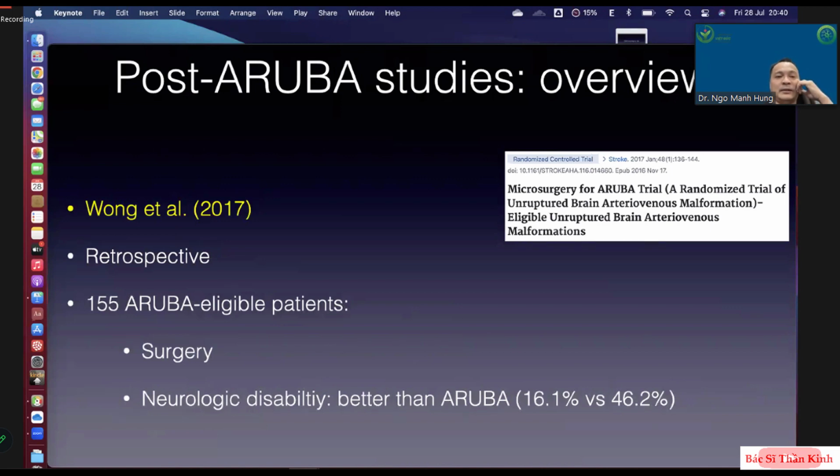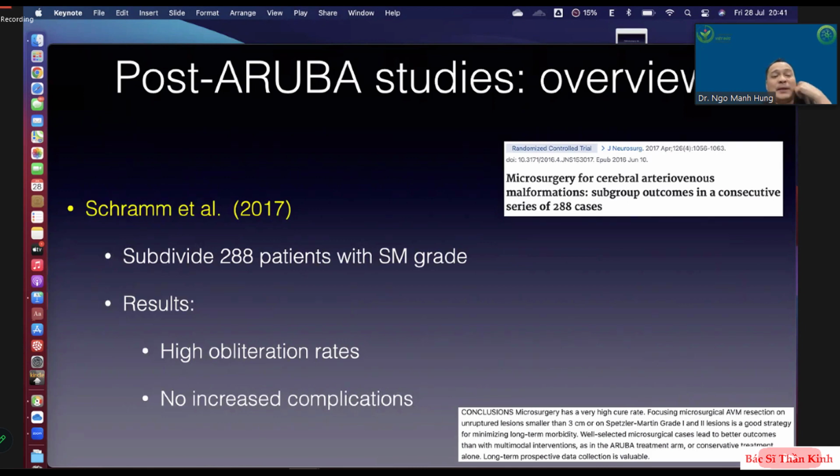After that, in 2017, Young and colleagues published 155 ARUBA-eligible patients treated with microsurgery, and they found the neurologic disability was better than in the ARUBA study. The same year, Lebras Swam published an analysis of 2088 patients classified by Spetzler-Martin grade. They reported a high obliteration rate and did not find increased complications.